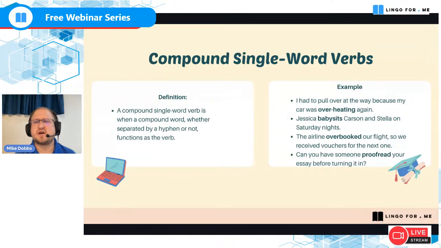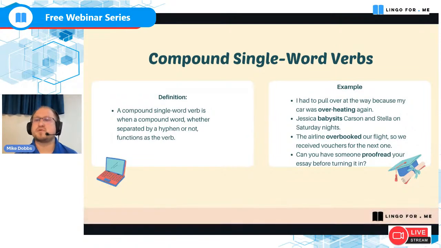Second example we have is: Jessica babysits Carson and Stella on Saturday nights. So Jessica we would call a babysitter, which is a term that means you watch babies or younger kids, and you're hired either by the family or the parents. In this instance, she's watching two people, Carson and Stella, on Saturday nights. So she babysits. We take baby and sit, even though sit is to sit down in a chair or on the ground. Here we use sit almost like to watch when they get together. Baby, sit. They're separate words, but when you put them together, it means to watch, to take care of.